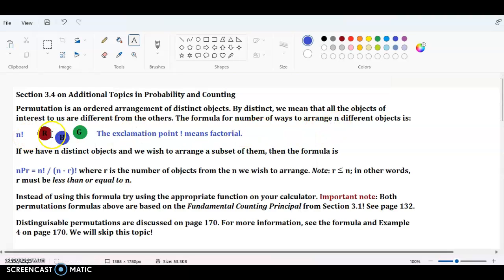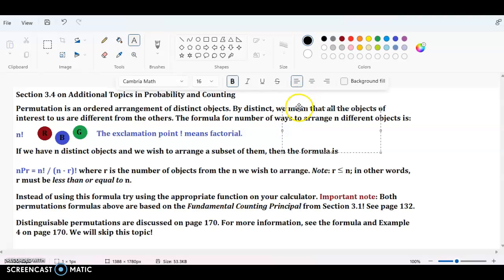So let's say, for example, we want to figure out the number of ways we can arrange these three objects, the red circle, blue circle, and green circle. One way to approach it is to come up with all the possibilities for arranging these three different objects in order. One possible arrangement is red, blue, green. Another possibility with red coming first is red, green, blue. And there's no other combination with red listed first.